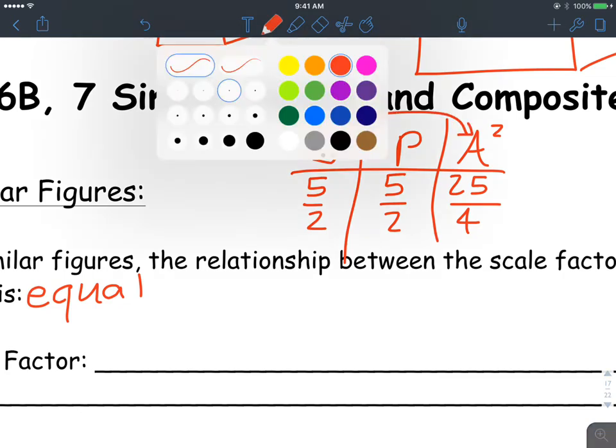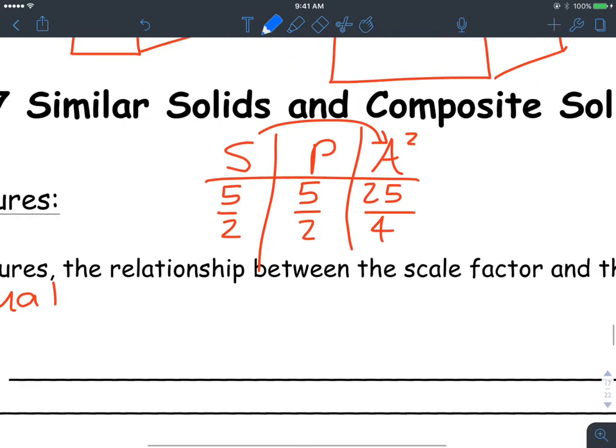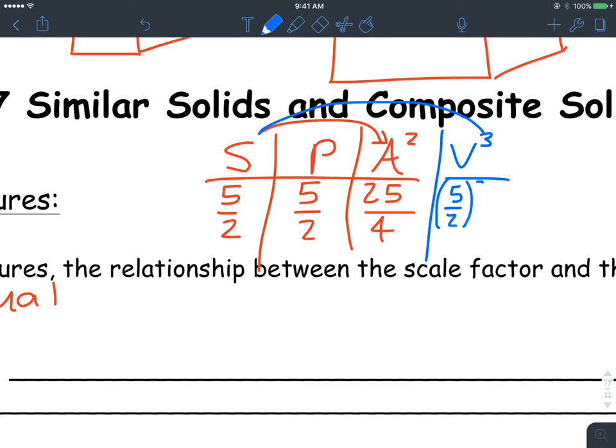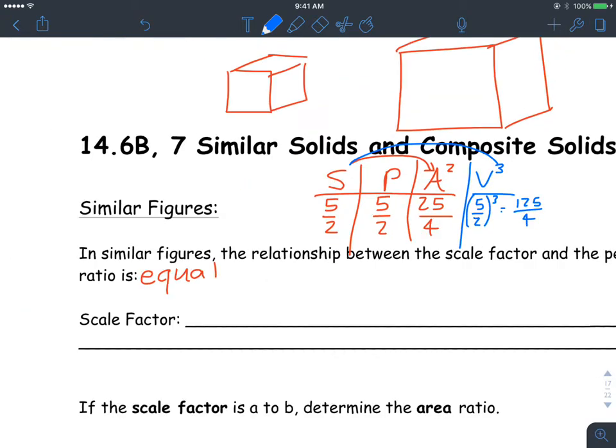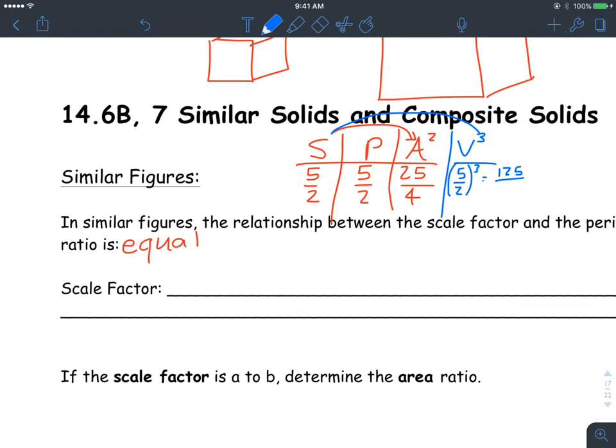All right, so what's different about today is now we're going to talk about the volume in addition to all that stuff. So typically volume is in cubed units. So we're going to take our scale factor and cube that. So we would have 5/2 cubed, which would get you 125/4, or actually over 8.